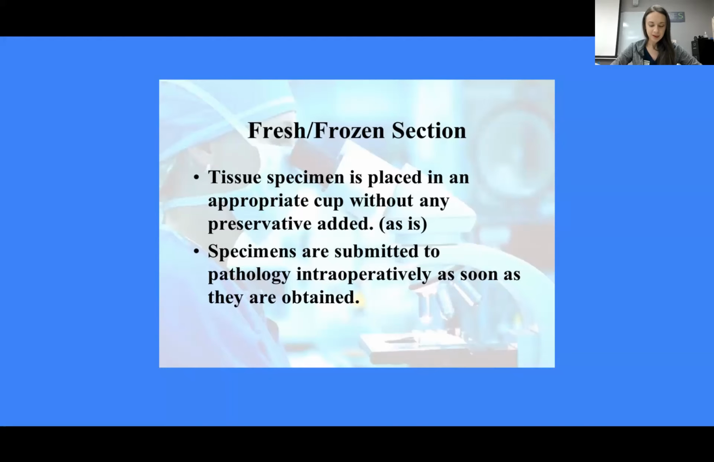So again, frozen section, typically for cancer, but always so that we can get an immediate answer. If you send a specimen to pathology frozen, you should be waiting on the answer.